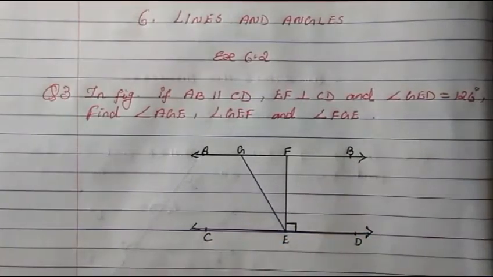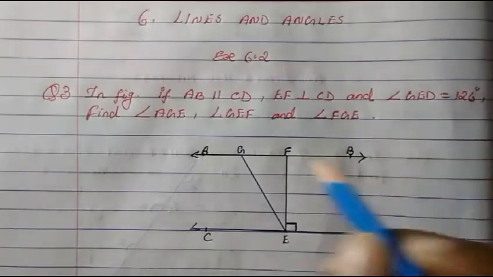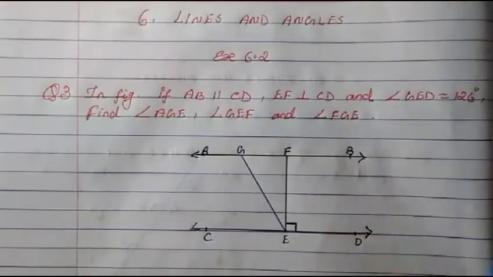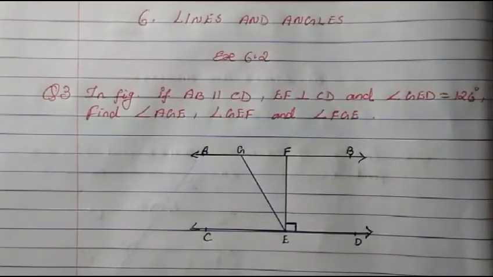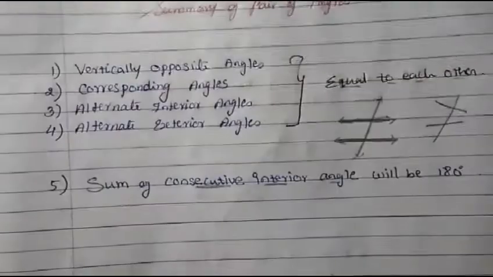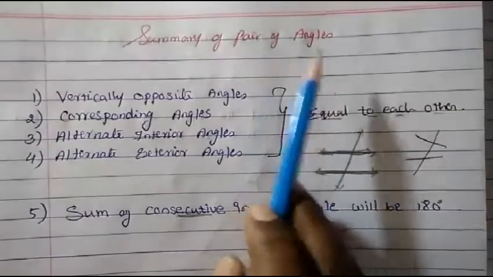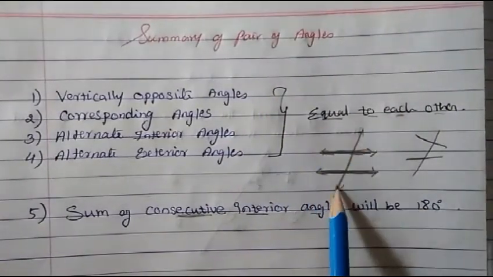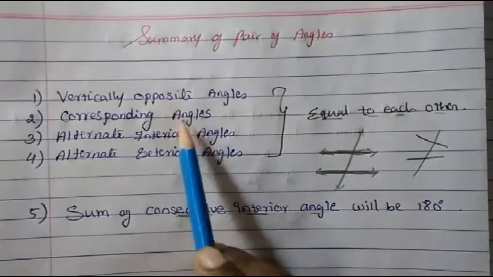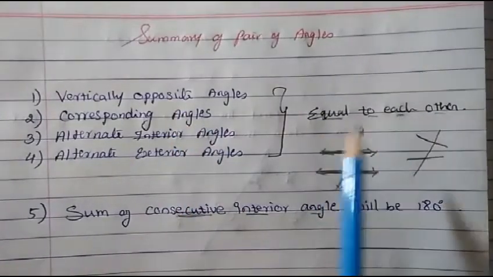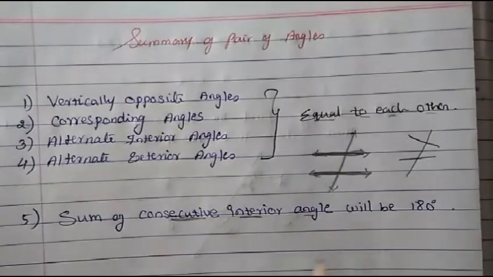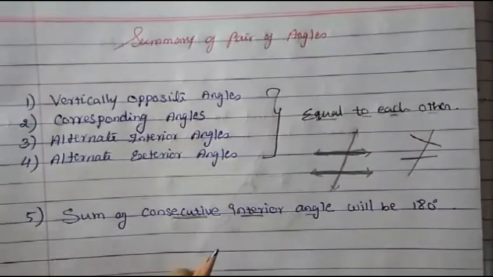So just to see what is given to us: AB is parallel to CD. Already it is told that AB is parallel to CD, and the introduction part I have explained to you. When we studied pairs of angles, when the lines are parallel and the transversal cuts through, then all these pairs of angles will be equal to each other. You have to remember that, and the consecutive interior angles will be 180 degrees. So keep this in mind.